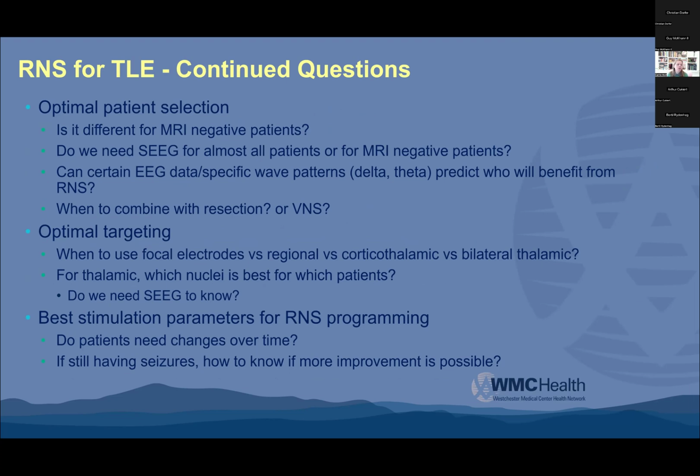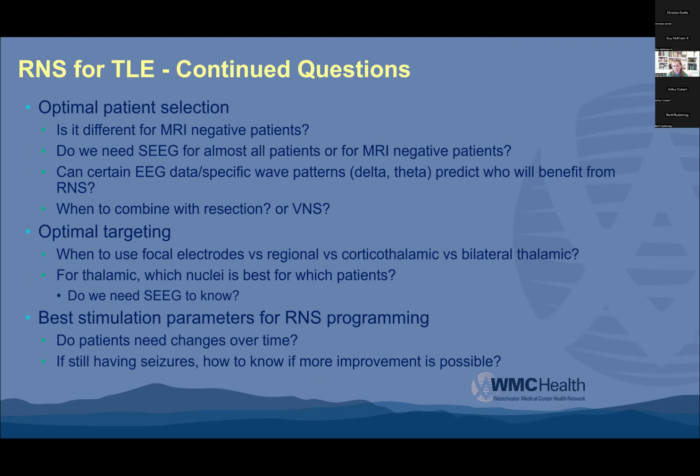We need to know who are the optimal patients. Is it different for MRI-negative patients? It doesn't seem to be if you do an SEEG, but do you really need the SEEG, or can other data, such as your scalp EEGs, help predict who will benefit from an RNS? When should you combine it with resection versus placing bilateral RNS or RNS alone? And then exactly what do you target?